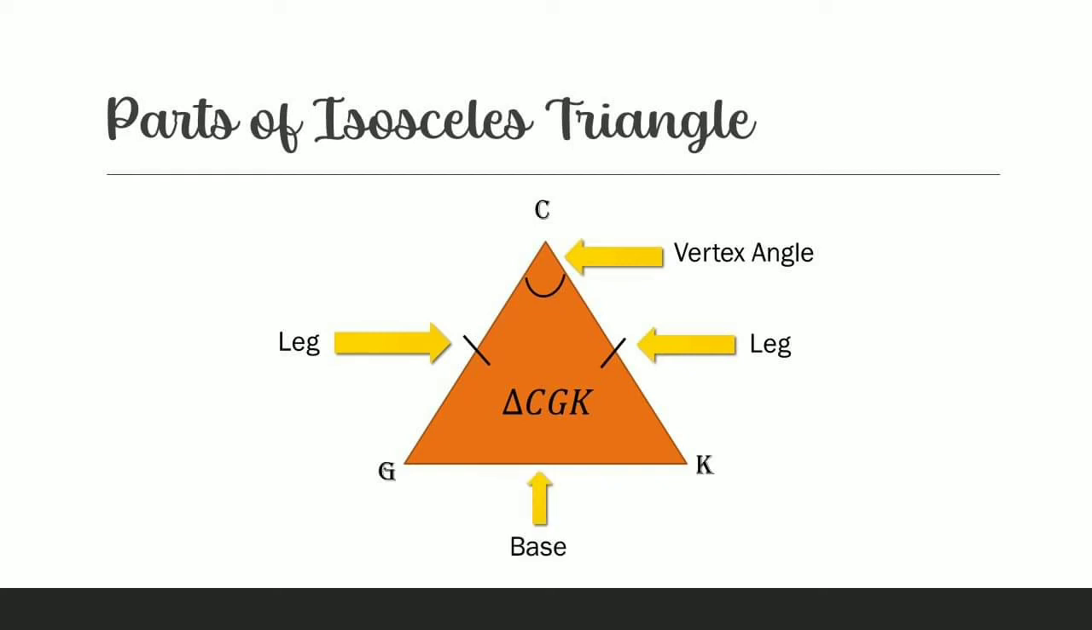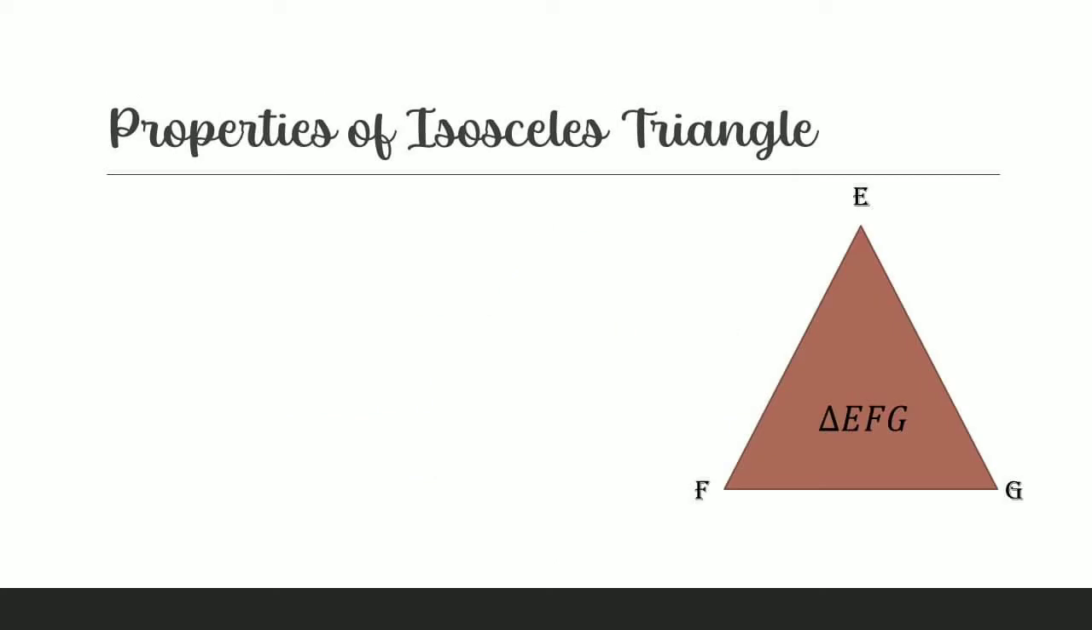And then we also have the base. Ang base ay ang third side na opposite sa vertex angle. At yung dalawang angles na nasa ibaba sa tabi ng base, yun ang tinatawag na base angles. Ito yung mga angles na opposite sa congruent sides natin. Okay, so punta na tayo sa properties of isosceles triangle.